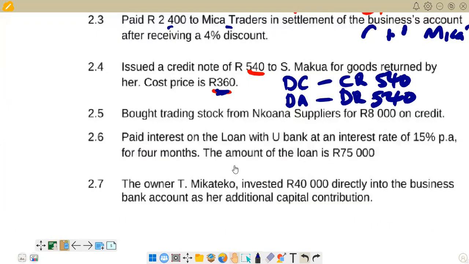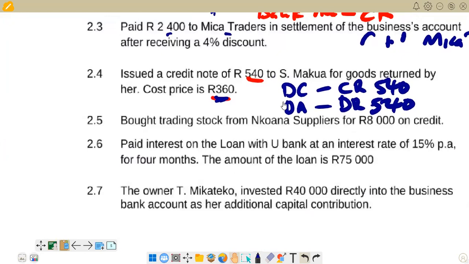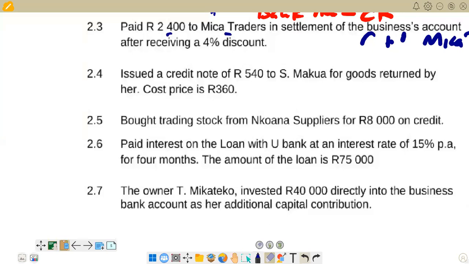So we are now on 2.5. 2.5 reads: bought trading stock from Goana Suppliers for 8,000 rands on credit. So the two accounts that are going to be affected are trading stock, the one that we are buying, but we are buying it on credit. When you're buying on credit, remember, we open the name of the business or the person that we are buying from. We are buying from Goana Suppliers, so we are going to credit the Goana Suppliers account.